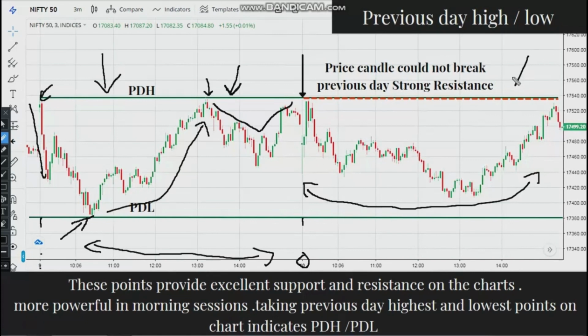you can see how beautifully the same resistance has been carried out, and the price action candle actually was unable to break this resistance. There must be some strong resistance which is holding this sensitive line. However, we have to consider that previous day high and low are also strong resistance and support providers.